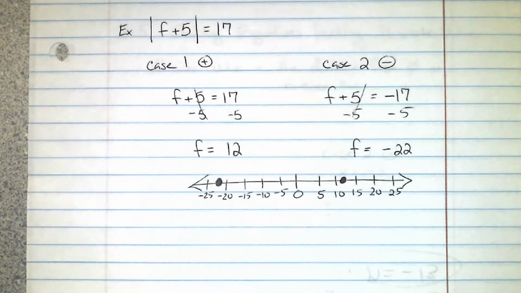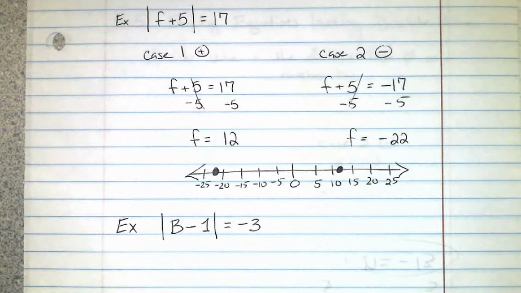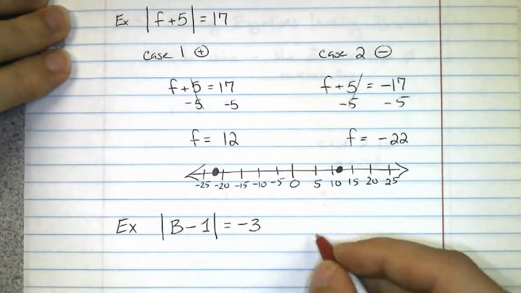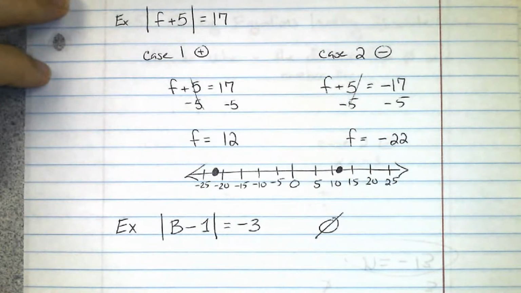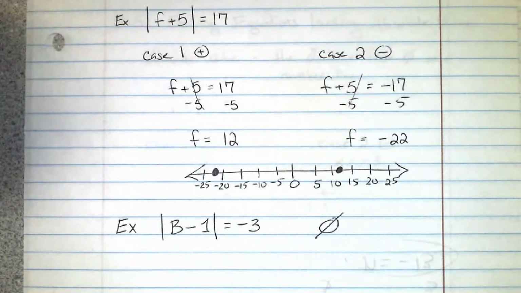Let's take a look at another example. Now this one's a little bit interesting because remember, absolute value is distance. So this is saying that the distance between B and 1 is negative 3. Well, distance can't be negative. Since distance can't be negative, the solution is the empty set, and that's how we write it. So literally, we are done.